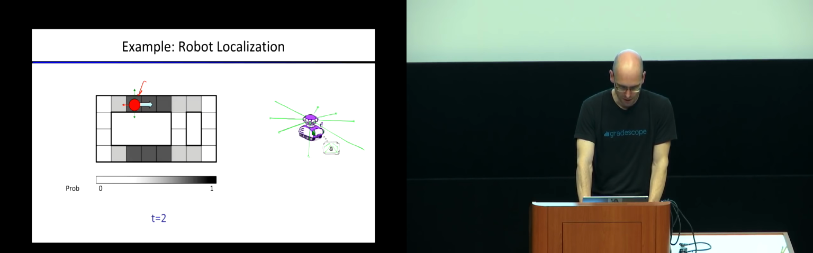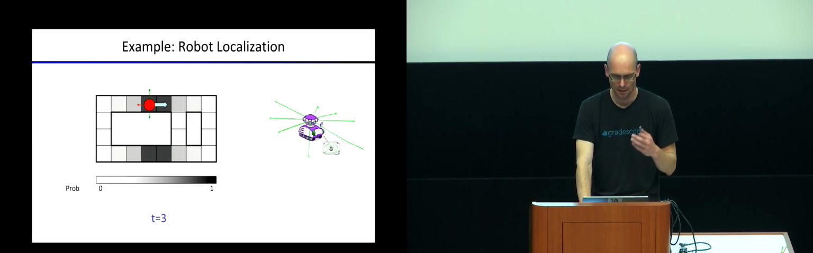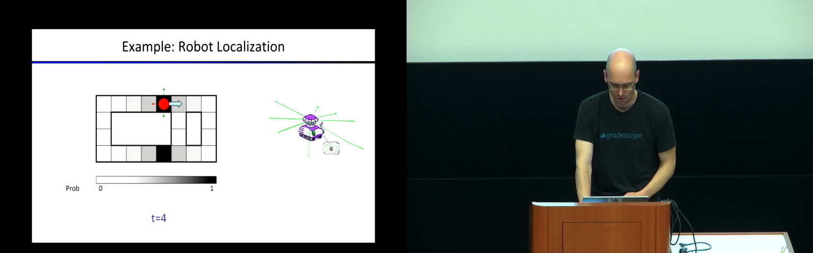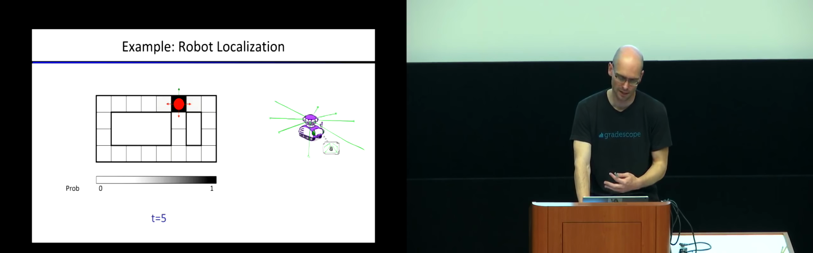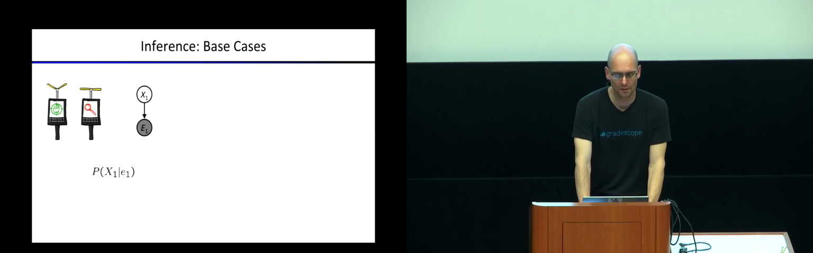Then it moves again, also does a sensory update, and keeps repeating this. And then when it's here, symmetry gets broken. It knows it's in the top hallway, not the bottom hallway, not for sure, but very likely, and knows itself, its localization, pretty well.